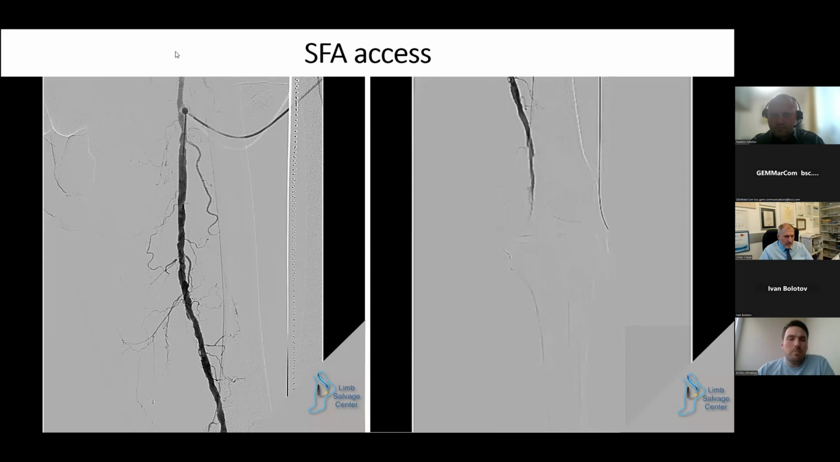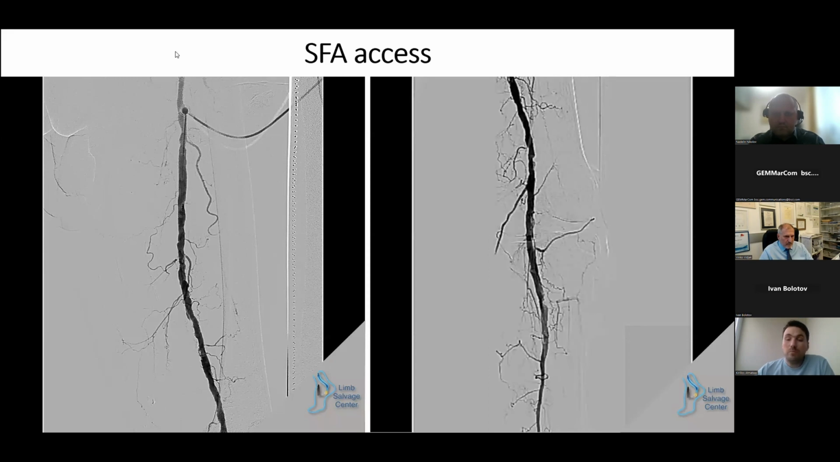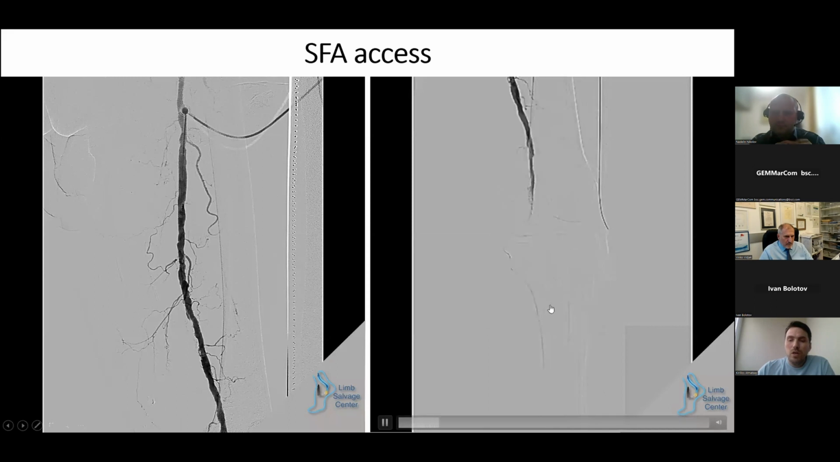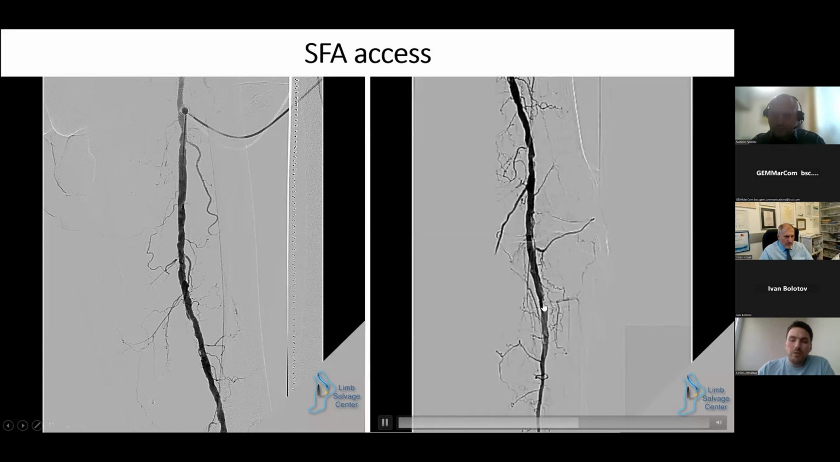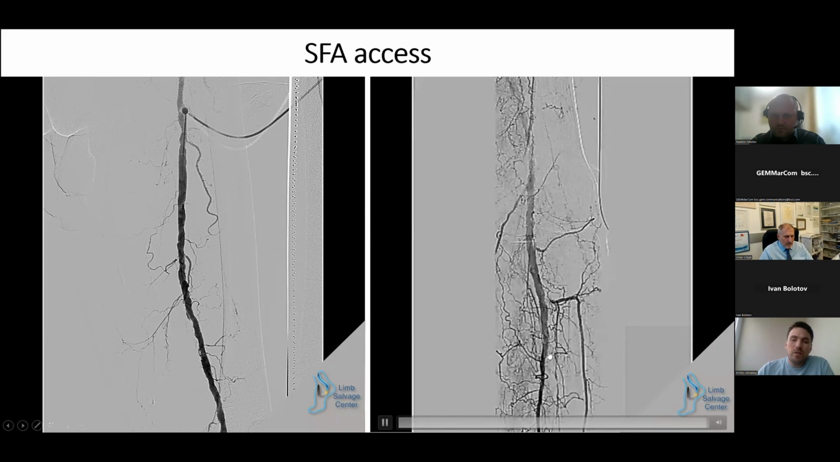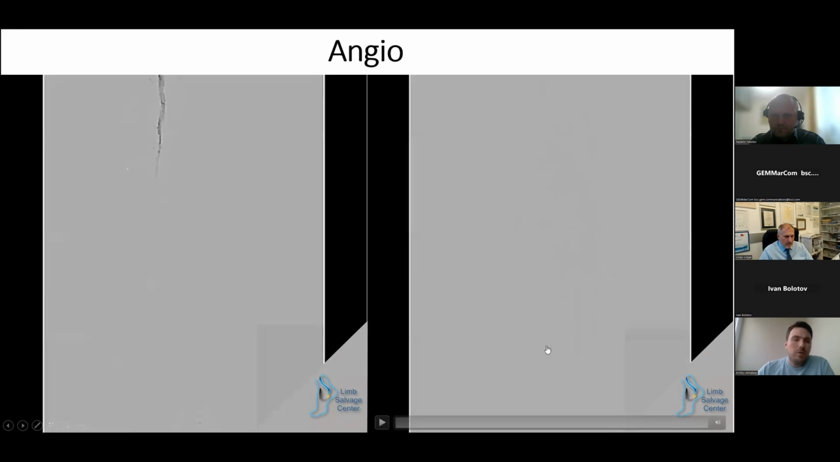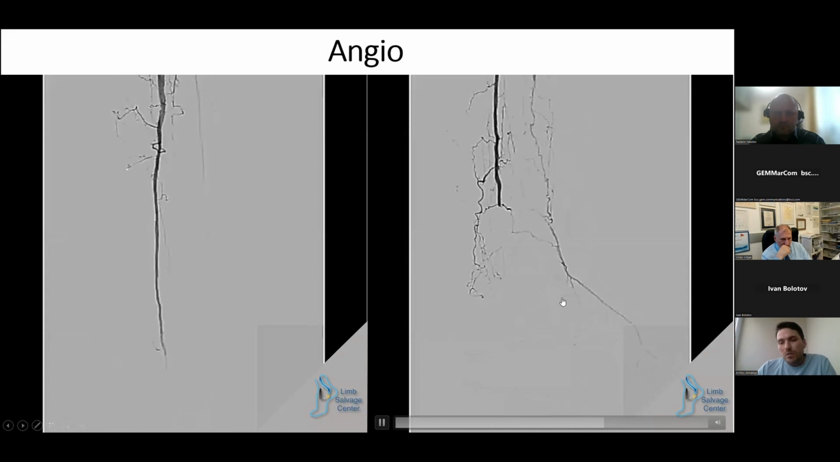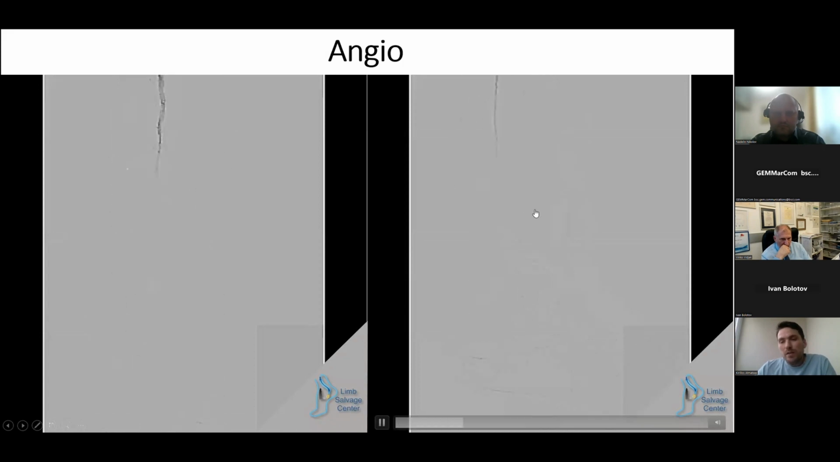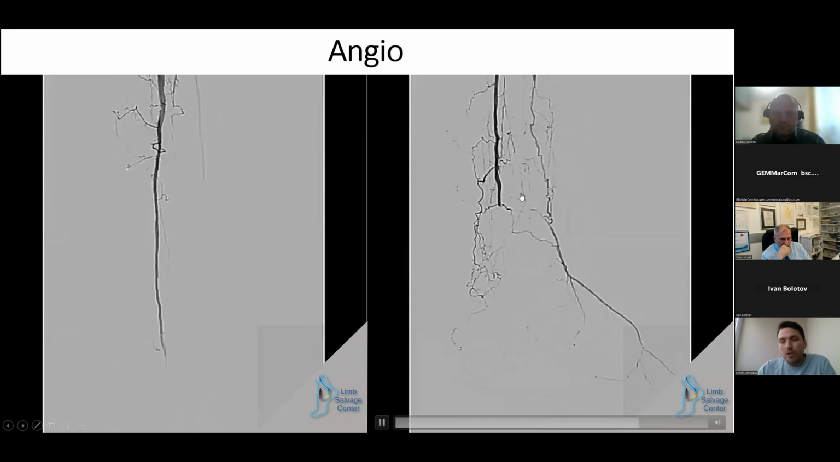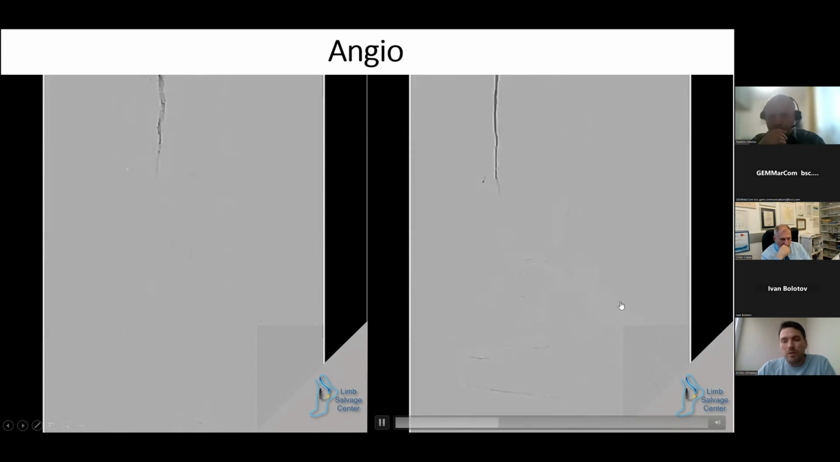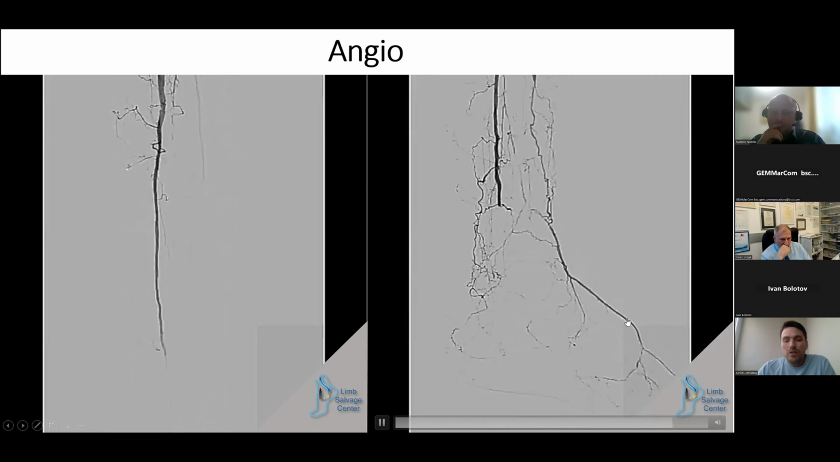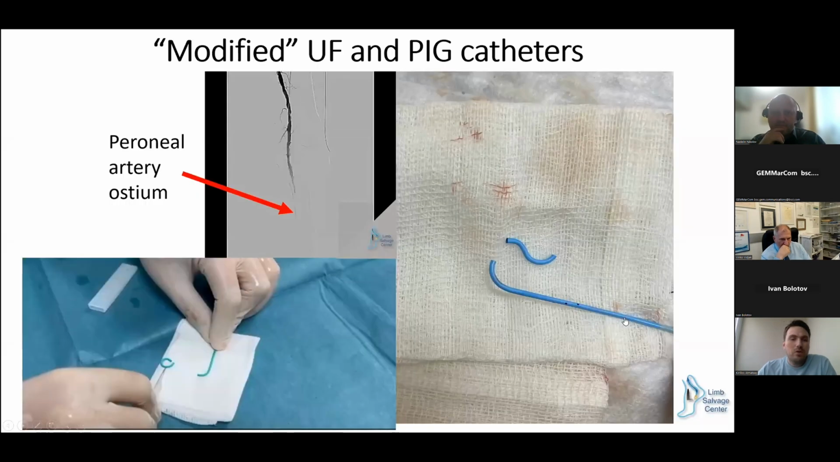You see here a patent SFA and popliteal artery with a short occlusion of the anterior tibial artery, a flush occlusion of the peroneal artery with recovery of the flow in the middle part, and an occlusion of the distal part of the posterior tibial artery. And at the second angio, you see that it seems the pedal branch of the peroneal artery is continuous to the pedal artery. So plan A for me was to recanalize the peroneal artery.